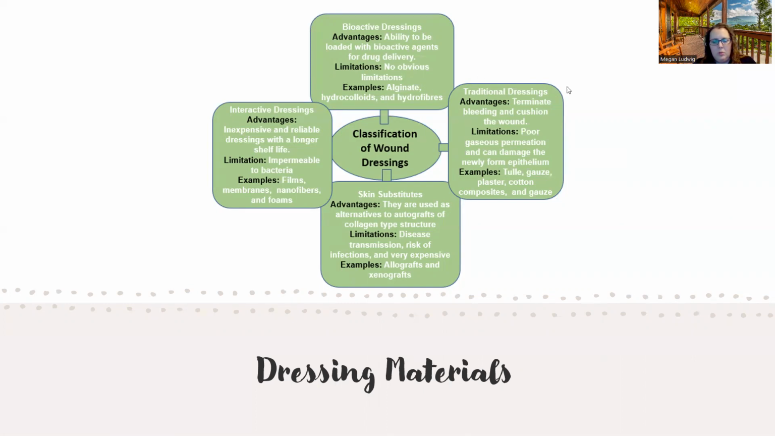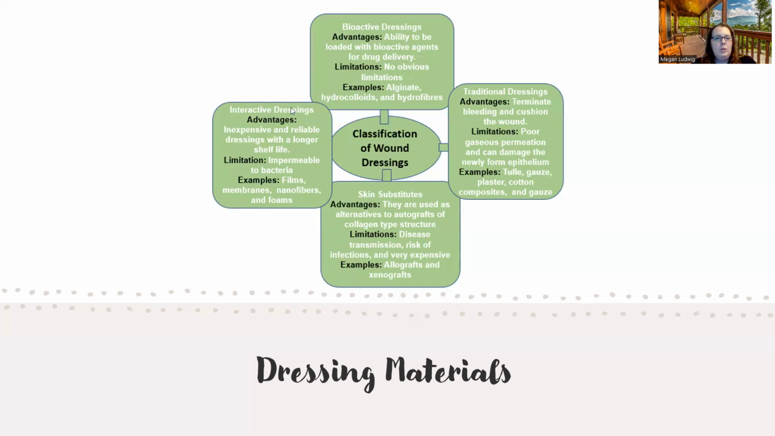You have your traditionals that you'll see most often. Examples, look at some of these names, your gauzes, your cottons, even plaster, they put plaster here. Skin substitutes is basically like a skin graft. So where it says example, allograft and xenograft, those are skin grafts. Okay, allograft would be from another human, xenograft would be from another animal.